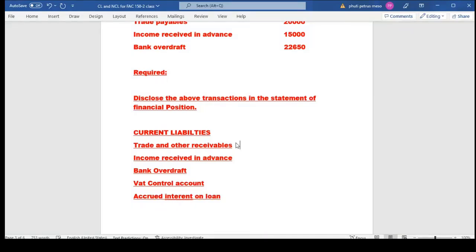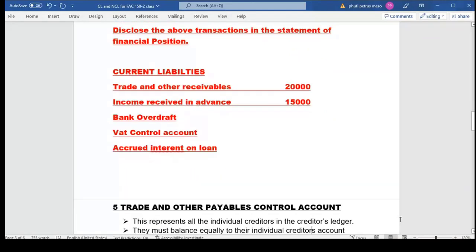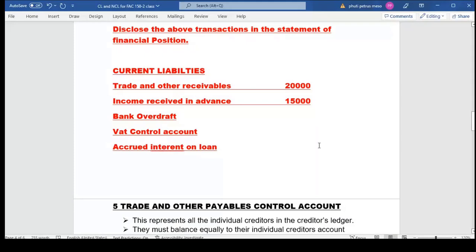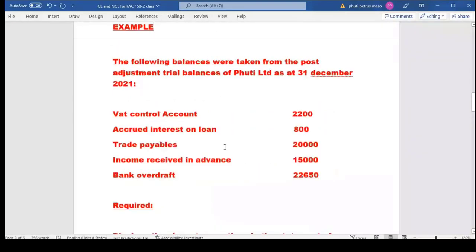Okay, trade and other receivables, you have 20,000. Sorry. The income received in advance, we've got 15,000. Pardon, bank overdraft. I'm sorry, Puti. Oh, you're saying on the current liabilities, why is it trade and other receivables? Isn't it the payables? Trade and other payables, yes, you are correct. Thank you for helping me out. Okay, and we've got the bank overdraft, 22,650. And then we've got the VAT control account, 2,200.